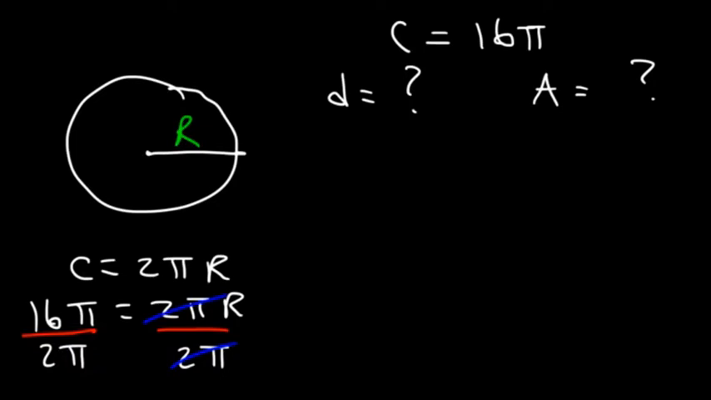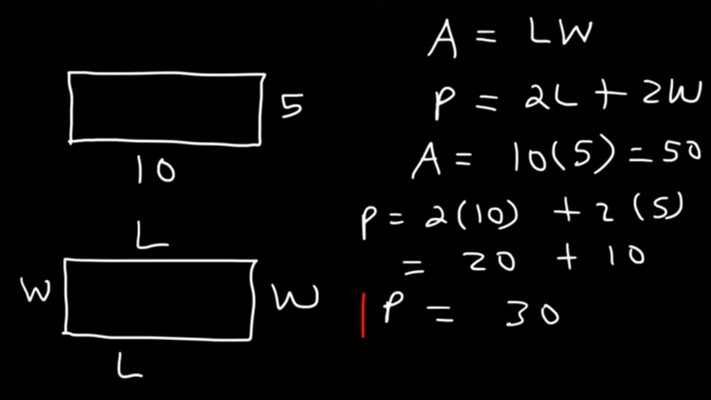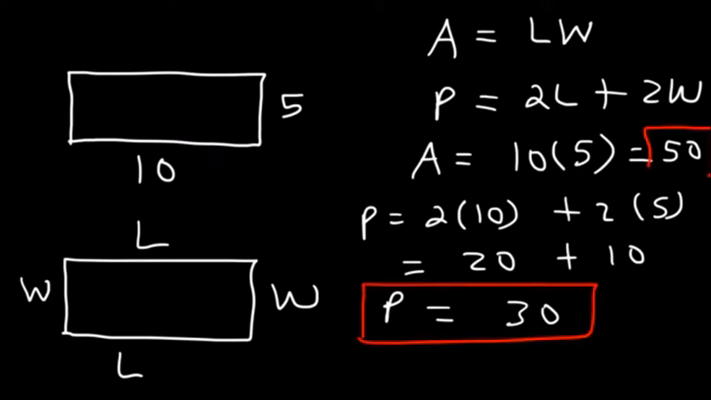The perimeter is going to be 2 times 10 plus 2 times 5. 2 times 10 is 20, 2 times 5 is 10, 20 plus 10 is 30. So the perimeter is 30 units long, and the area is 50 square units.